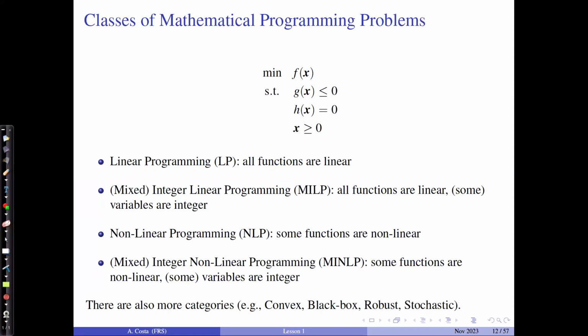Now, as I say, there are different types of mathematical programming problems. So we have linear, when all these functions f, g, or h are linear functions. We can have integer or mixed integer, when some of the variables can only take integer values. We have nonlinear programming, when at least one of these functions is nonlinear. Maybe you have products, maybe you have a square, and so on. And then the more general category is called mixed integer nonlinear programming. So you may have a mix of nonlinear stuff and integer variables.